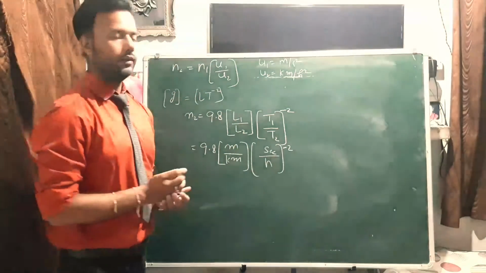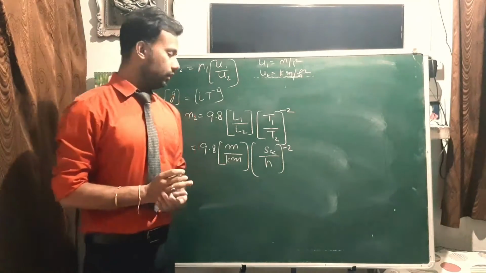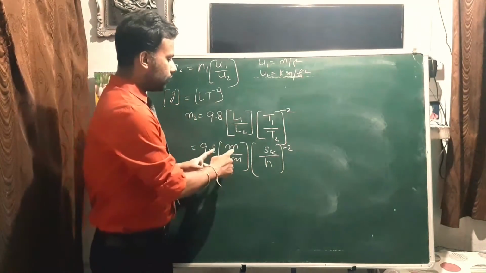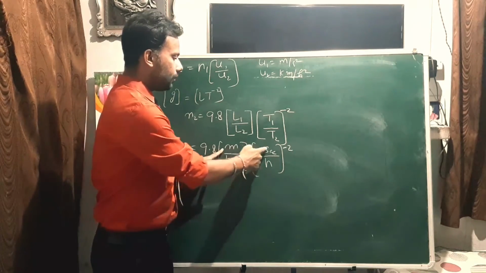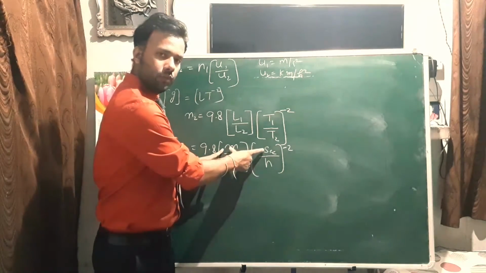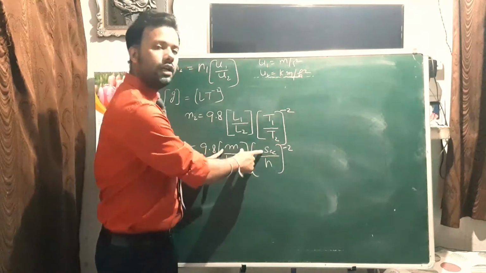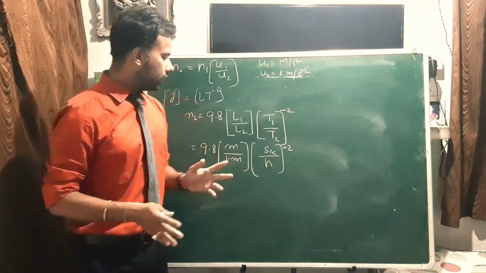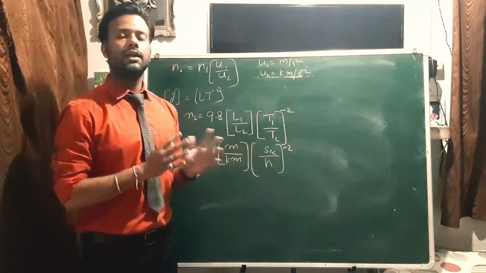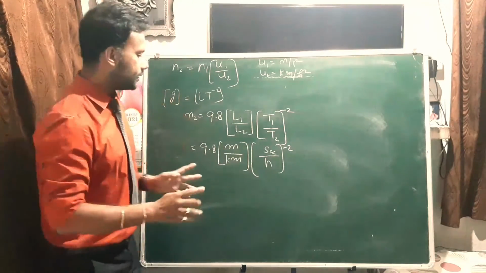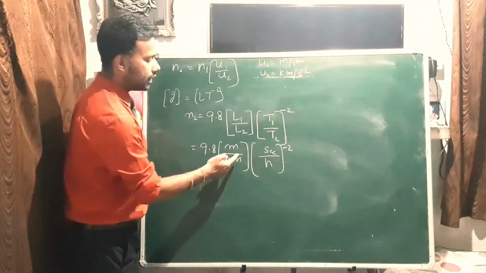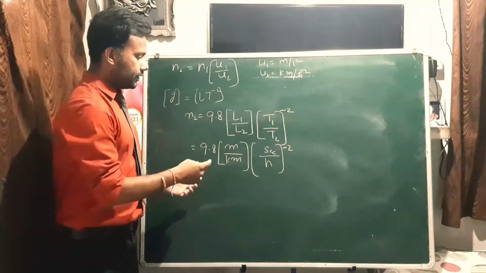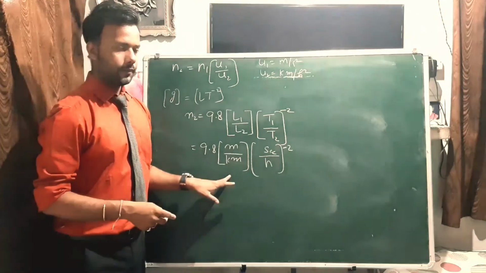Now from here you can convert any of these quantities. Either you can convert the quantity in the numerator, that is meter and second, into kilometer and hour, or you can convert the kilometer and hour into meter and second. Right? What I'm saying is, suppose we have meter here and kilometer here. Understand this. We have meter here and kilometer here.